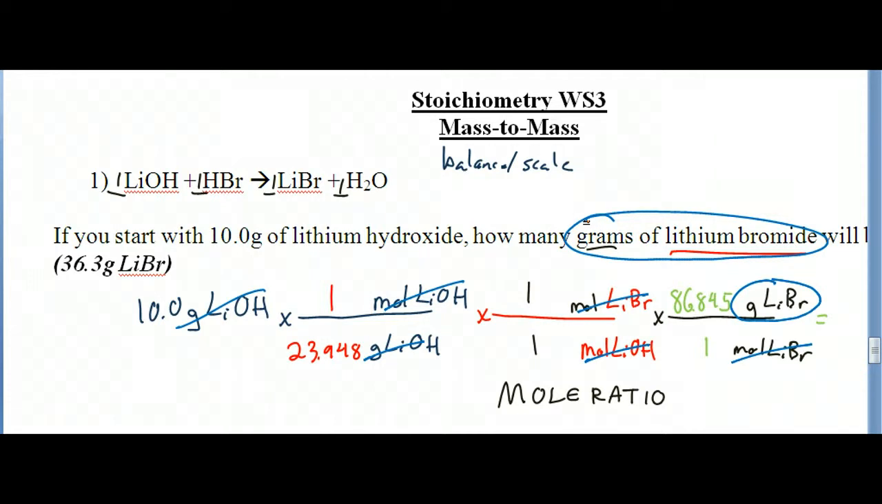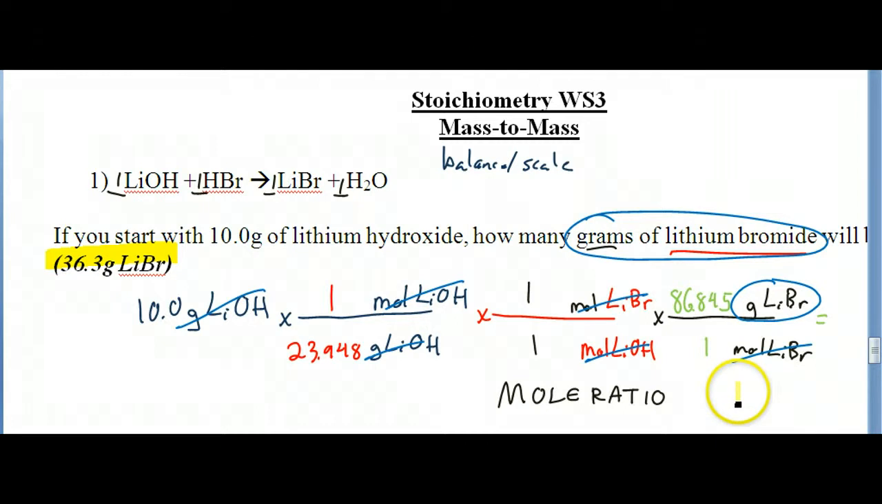Type this into your calculator, round to proper sig figs, and you'll get the correct answer, 36.3. Remember, multiply the numerators, divide by the denominators. This mass to mass is actually very repetitive because you'll be given the mass, so you'll always convert to moles first, always use the mole ratio, then you're ending up with a mass, asking for a mass, and so you'll use molar mass at the end.